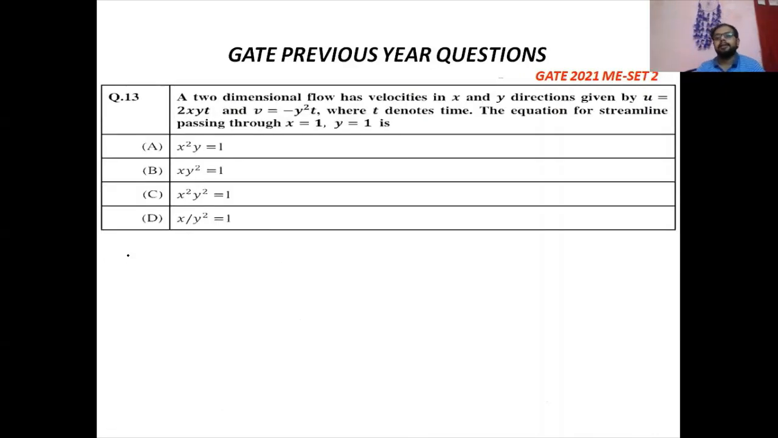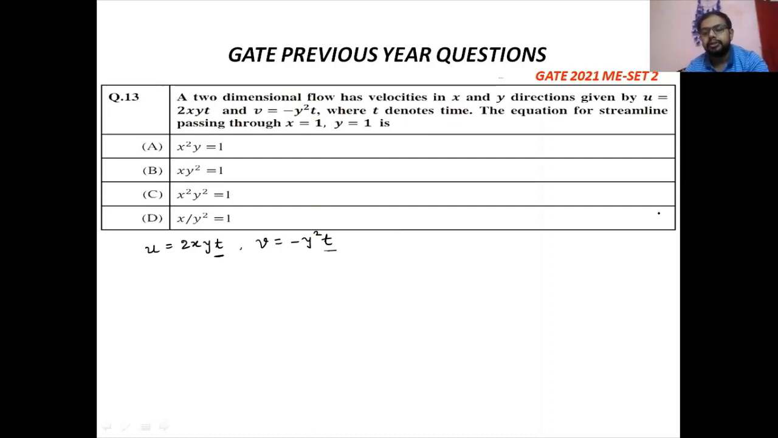Next, another type of problem is given in the same GATE 2021 mechanical set 2. A two-dimensional flow has velocity u given as 2xyt and velocity along the y-axis v as minus y squared t, where t is the time. Now find the equation of the streamline passing through x is equal to 1 and y is equal to 1.